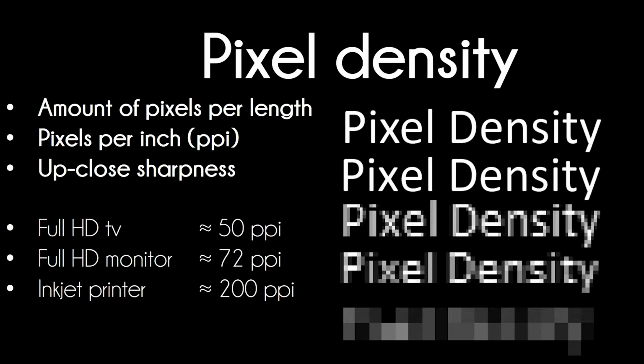Now an inkjet printer can go quite high, something like 200 pixels per inch actually, a pixel density which is just topped by most smartphones. Most smartphones have a pixel density of about 250 pixels per inch.